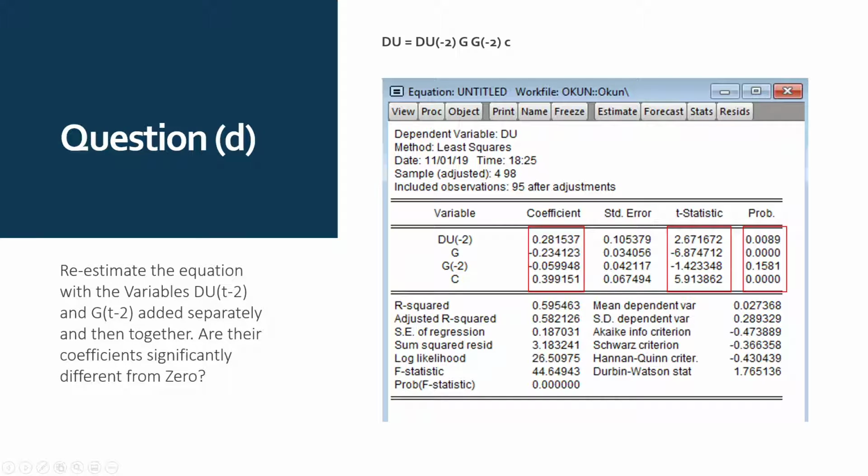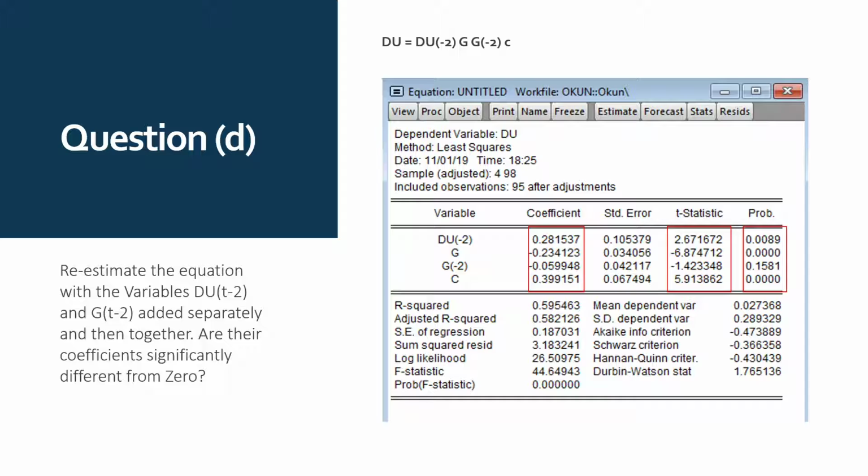So now moving on to question D. Question D asks us to re-estimate the equation with the variables du t minus 2, which is 2 lags, and g t minus 2, which is another 2 lags, added separately and then together. Are their coefficients significantly different from 0?